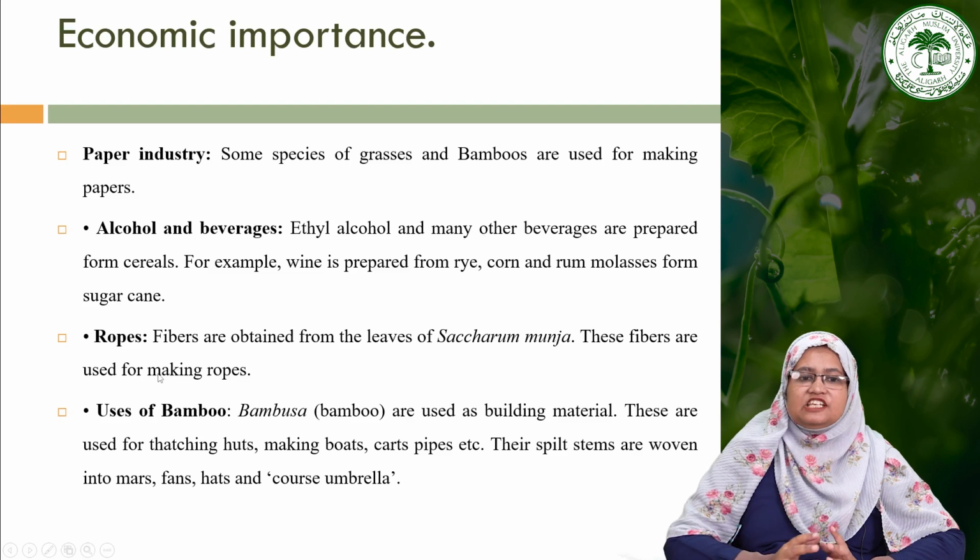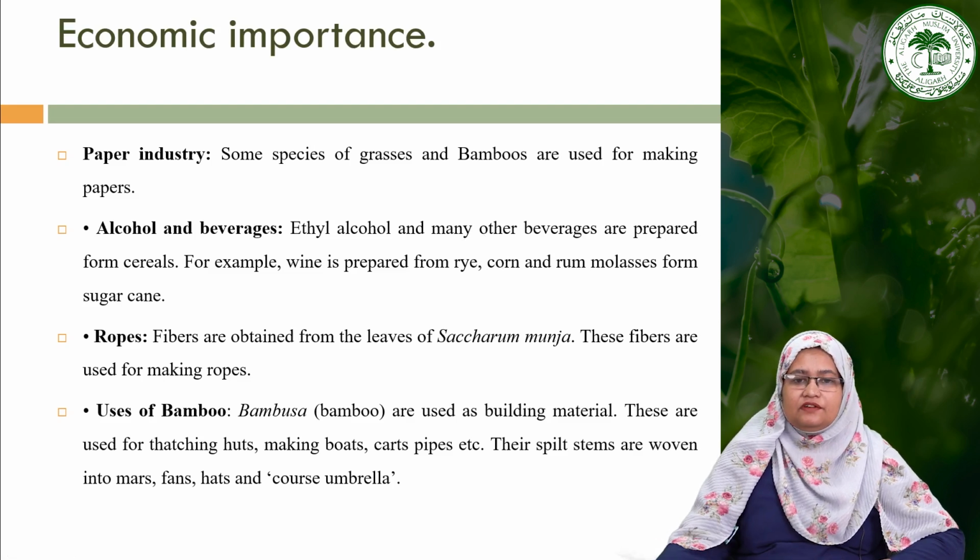Then many species are also used for ropes, that is, the fibers obtained from the leaves of Saccharum munja. These fibers are used for making ropes. Besides this, there are several uses of bamboo. Bamboos are used as a building material. They are used in thatching huts, making boats, carts, pipes, and their split stems are woven into mats, fans, hats and coarse umbrellas.